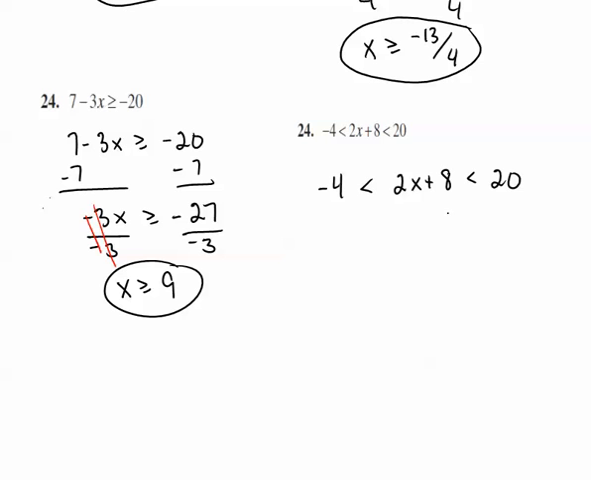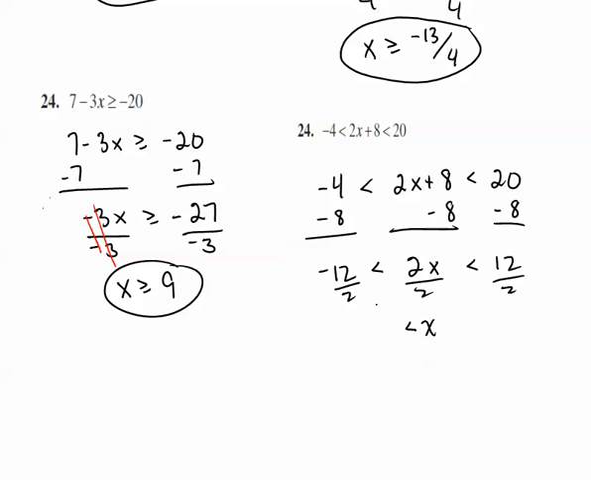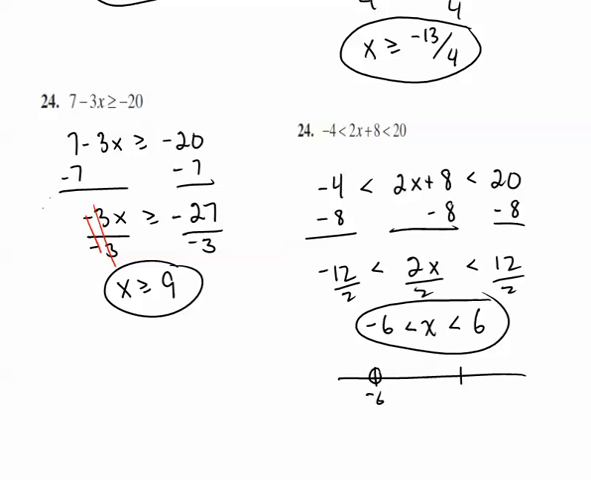First we want to subtract 8 from each of the parts. When we do that, we end up with negative 12 is less than 2x is less than positive 12. Divide each part by 2. And x is greater than negative 6 and less than positive 6. So if we were to graph something like that, it would look like open circle at negative 6, open circle at positive 6, and we shade everything in between.